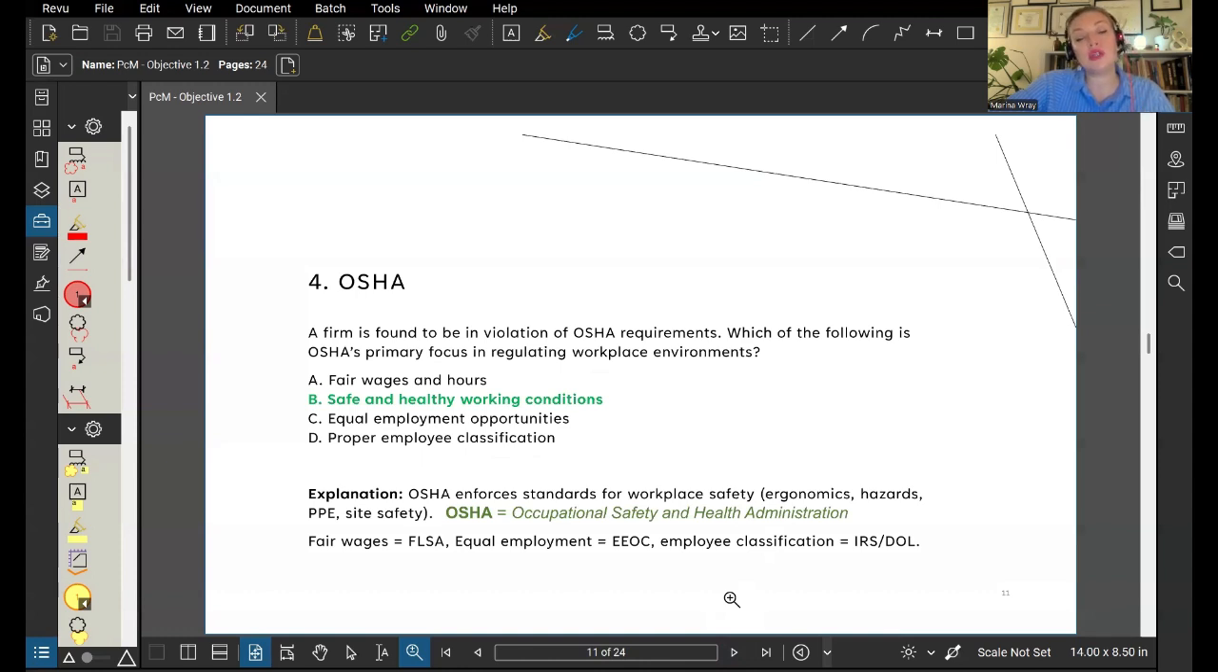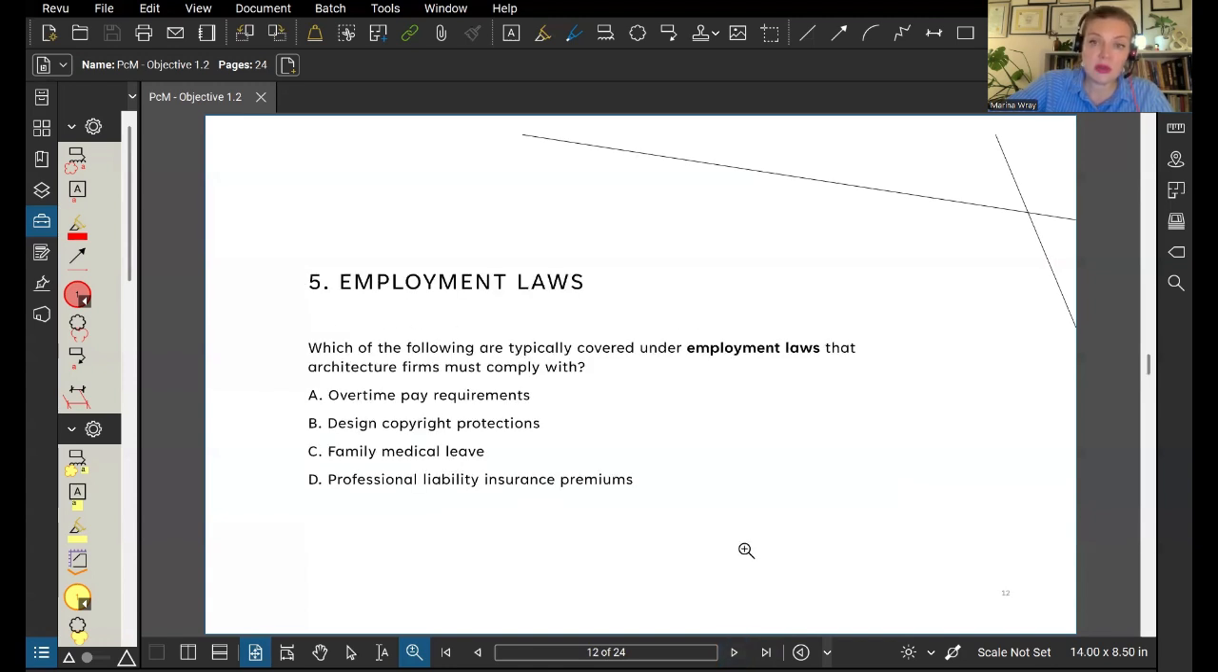And we know that OSHA enforces standards for workplace safety, such as ergonomics, hazards, PPE, or personal protection equipment, and site safety. And again, OSHA is the Occupational Safety and Health Administration. So just make sure that you know all the abbreviations, you know what they stand for, you know what they do, and then it will be easier for you to answer these types of questions. And again, these questions are not from the exam. These are just me helping you with your exam prep.